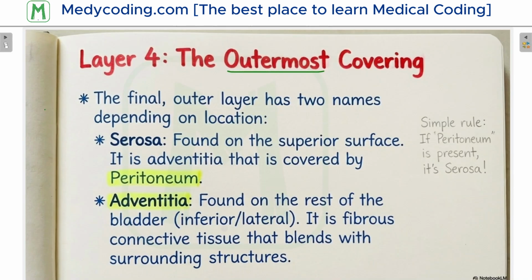What is the outermost layer of the bladder? The bladder's outermost layer is sometimes called serosa and sometimes adventitia. Serosa is a thin membrane that covers the top part of the bladder, on the superior surface. Adventitia is loose connective tissue that covers areas of the bladder where there is no serosa, such as the inferior and lateral surfaces.